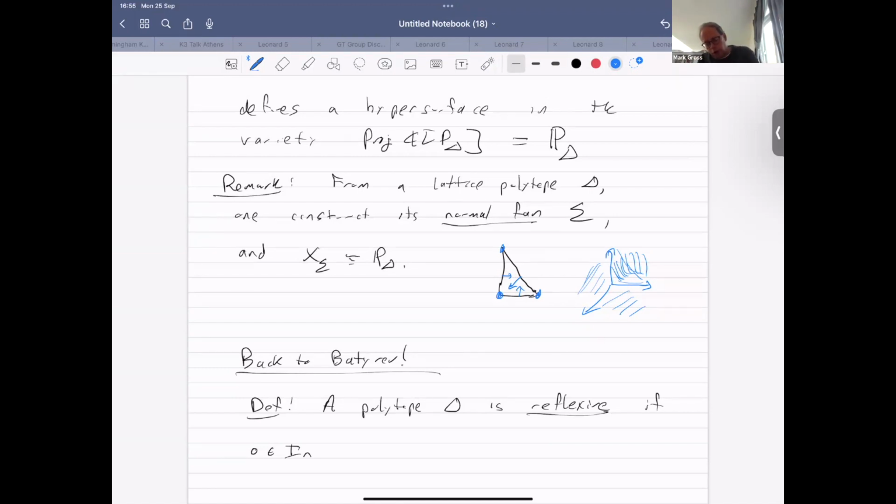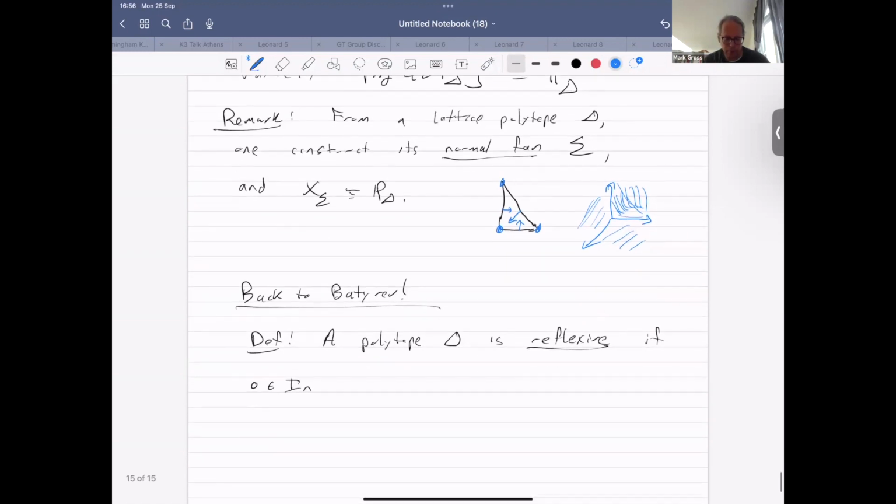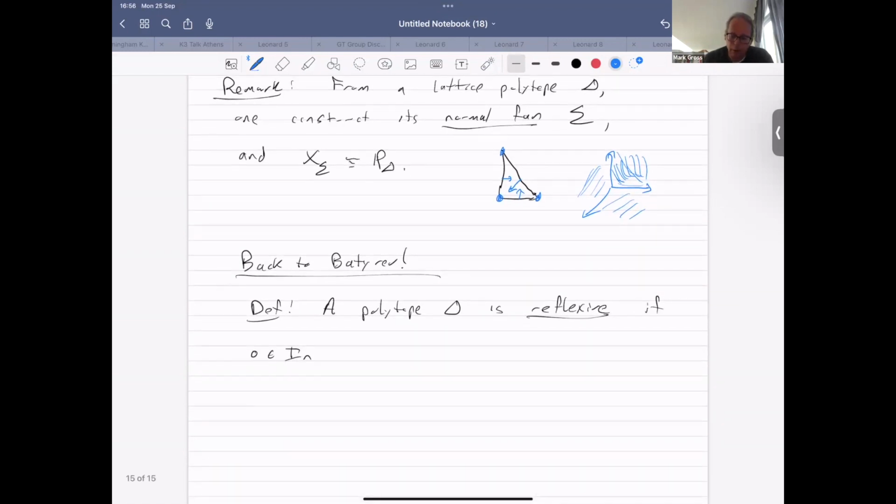Once you're sufficiently adept at toric geometry, it's all fairly straightforward. But I don't want to take the time to explain it. But it's a good exercise if you want to spend a bit of time getting your head around all these things. Okay, thanks for that question.